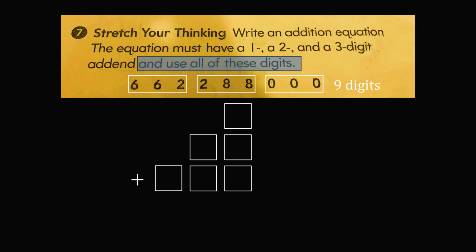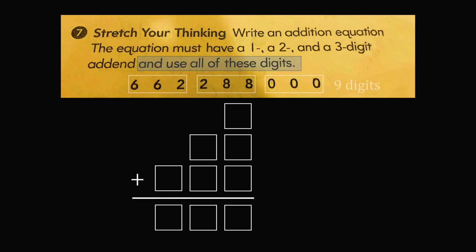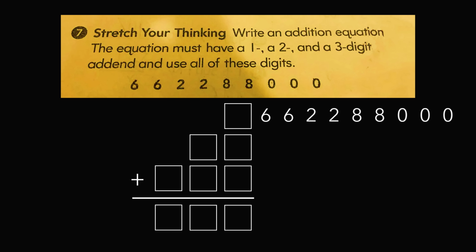How many digits have we already used? We've already used 1, 2, 3. 1 plus 2 plus 3 is equal to 6. So we need to get 9 minus 6, which equals 3 more digits. So the resulting sum has to be 3 digits. Now we have the setup for this question. So we have the digits 6, 6, 2, 2, 8, 8, and 0, 0, 0. So let's go ahead and try to substitute these into the boxes.